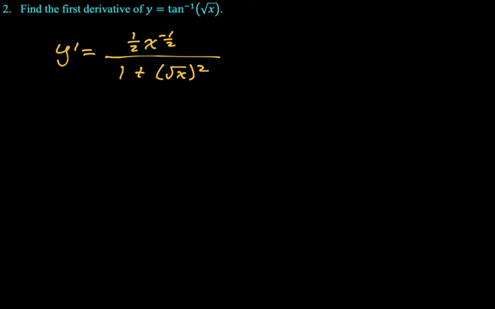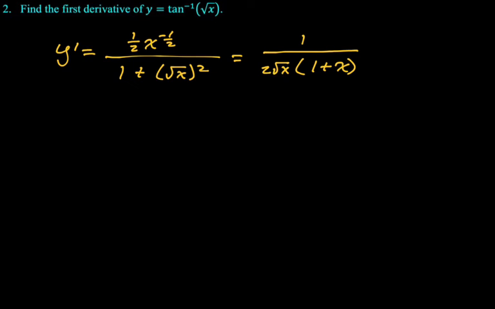You could totally leave that, but the 1/2, I'm going to make 1 over 2. I'll bring the 2 to the denominator, and then x to the negative 1/2 I'm also going to bring to the denominator. So overall, I'm going to write this as 1 over 2 root x times the quantity 1 plus x.